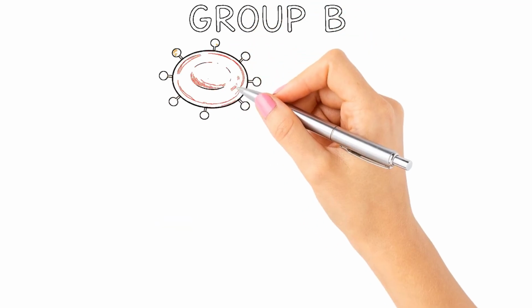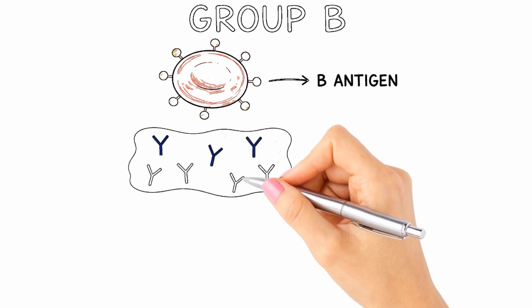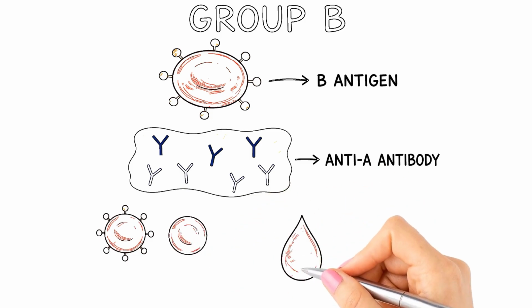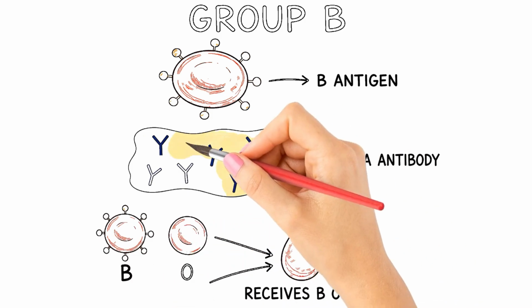Group B red blood cells carry B antigens. The plasma normally contains anti-A antibodies, which can react against red cells carrying A antigens. In basic ABO matching, Group B receives B or O red cells.